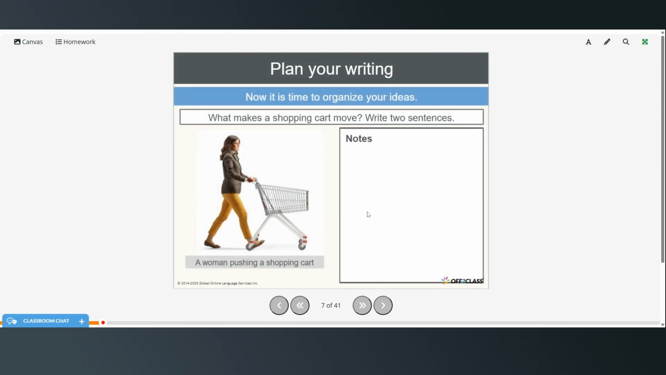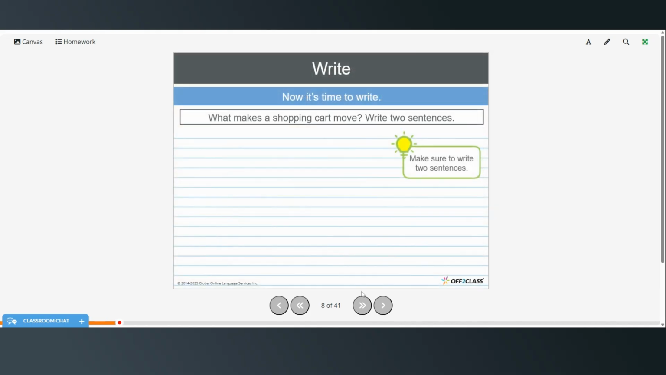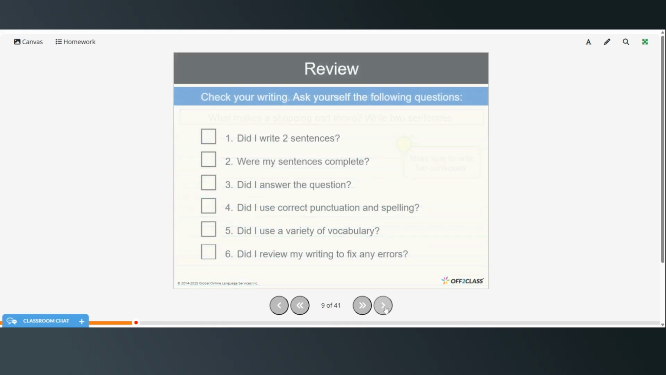Alright, so it's time to organize your ideas. You can look at the prompt, any notes that you took, the picture to help you. Go ahead and write your 2 sentences. And then once you've written the sentences, check them against this checklist.